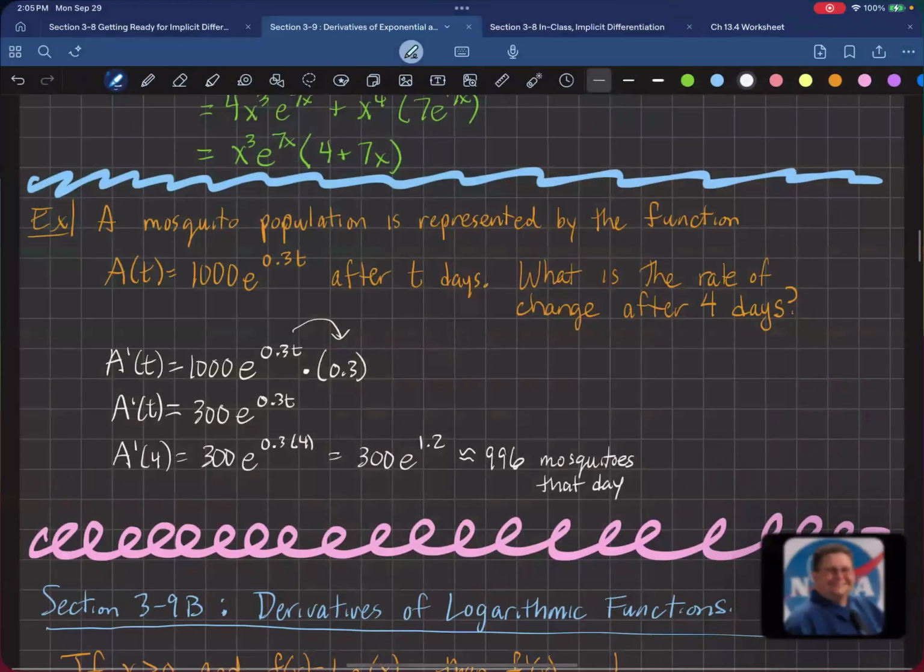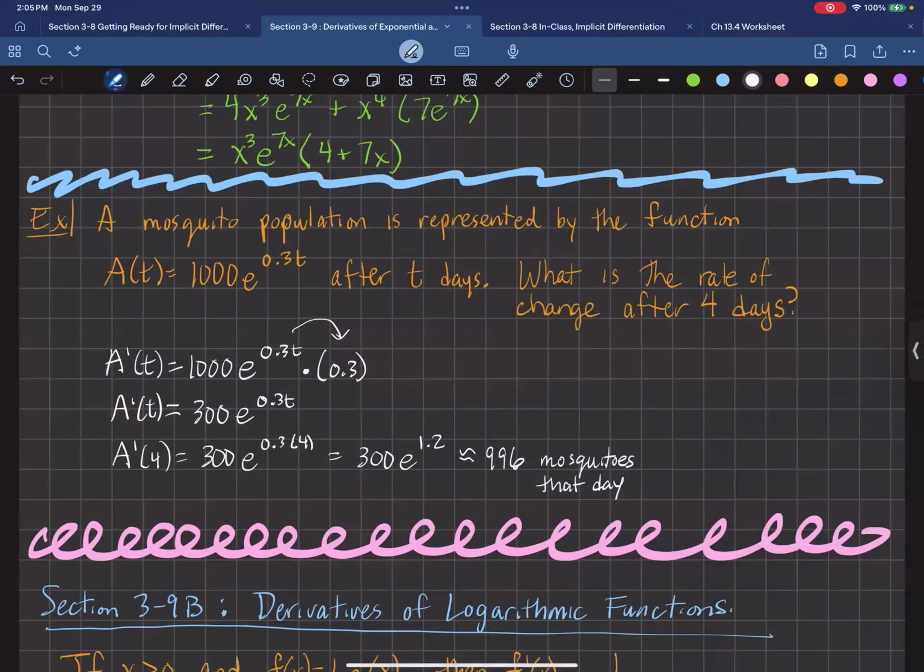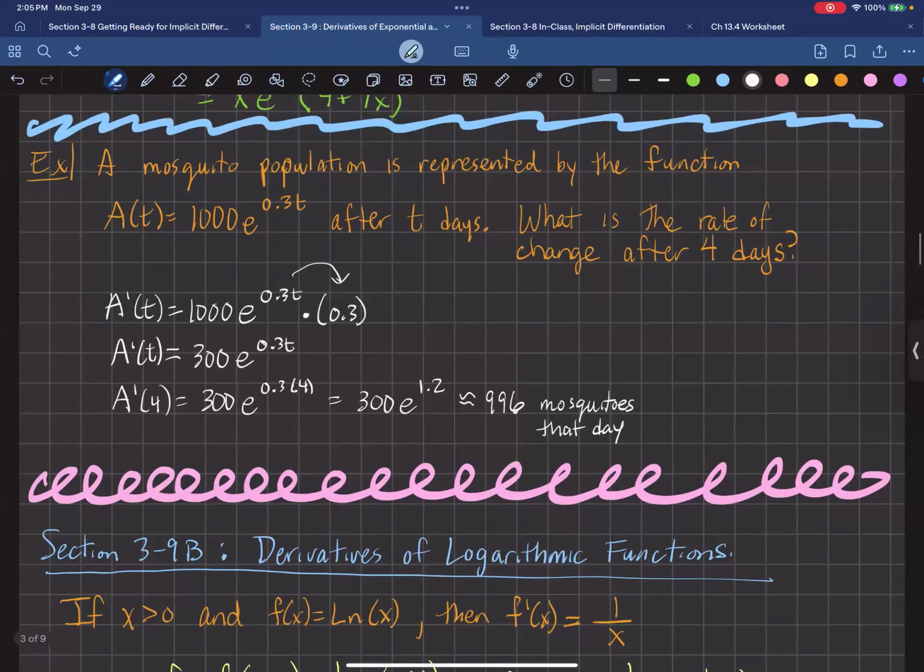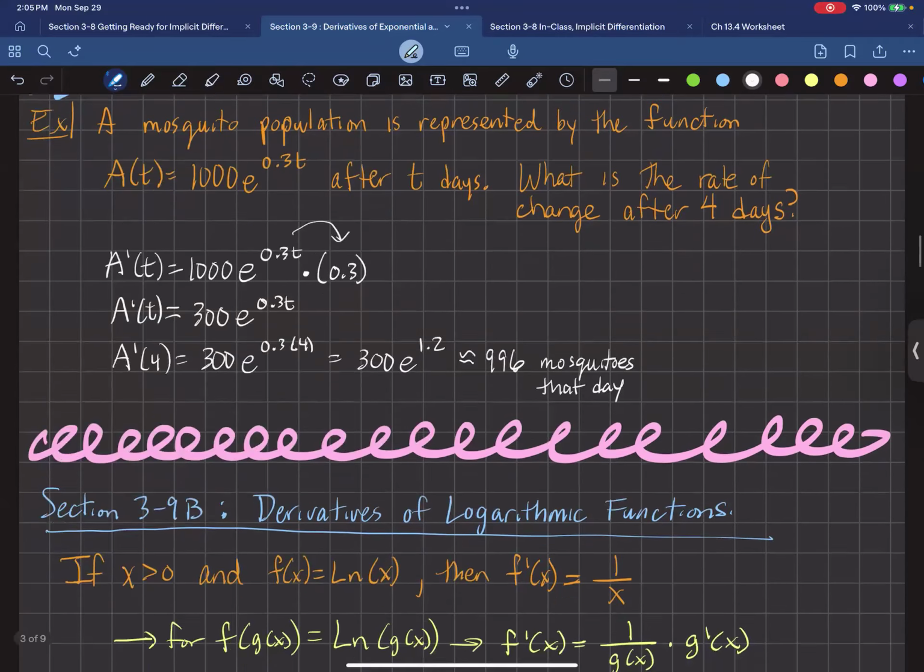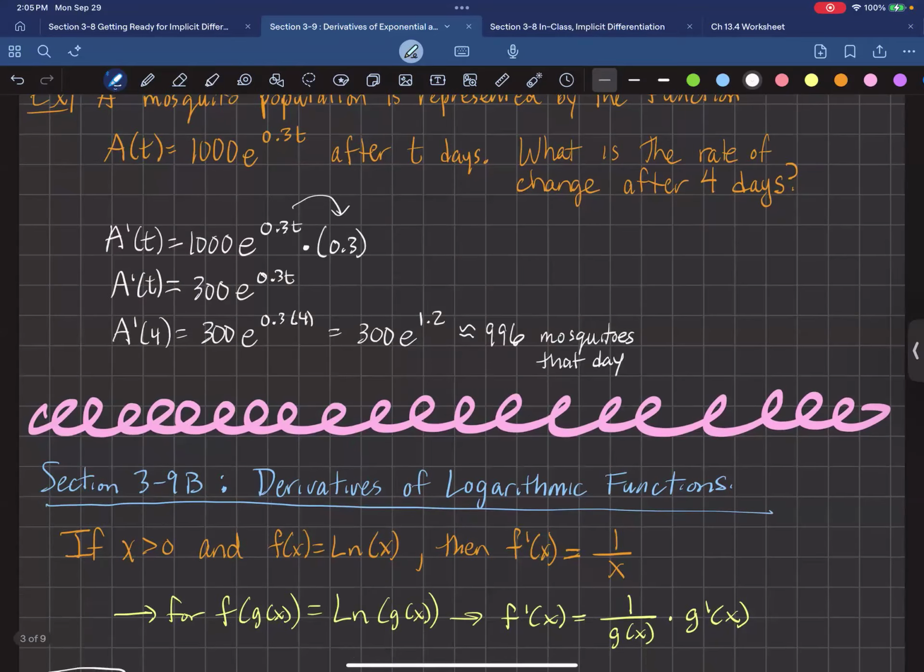All right, on to our next video, the derivatives of logarithmic functions. We're going to have x is greater than 0 and f of x equals the natural log of x. Again, we'll switch to different bases in the next section. The derivative of the natural log of x is 1 over x. And if we do the natural log of g of x, it's 1 over g of x times g prime of x. These are just something you have to remember.